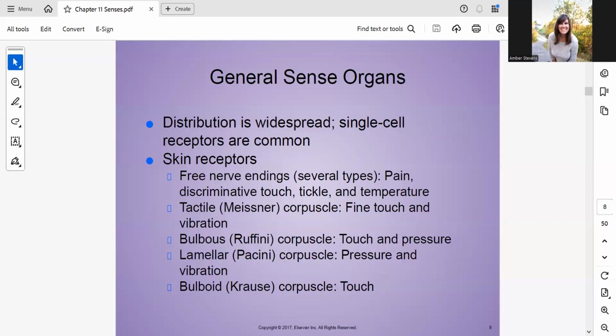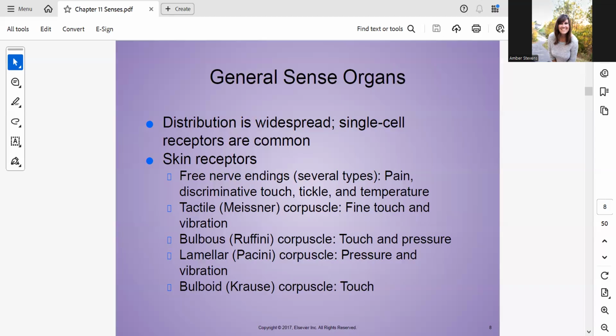Then you have your bulbous, which is the Ruffini corpuscle. This is touch and pressure. So this would be like receptors in the skin that sense a sustained grip, such as holding a cup of coffee. Then you have your lamellar or the Pacini corpuscle. This is also pressure and vibration. So this would be like receptors in the palm that detect vibration when using an electric toothbrush.